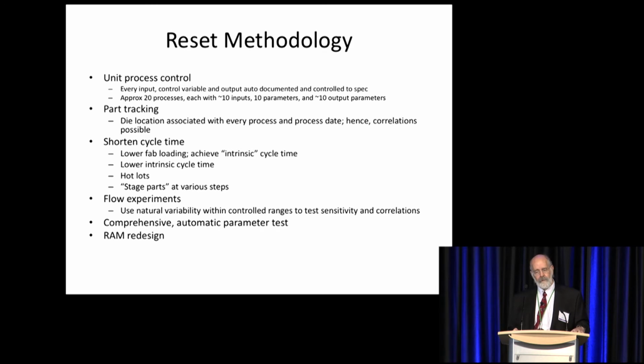This is where you do experiments not by starting an experiment, but by looking at random variations in your process and using them to characterize your process without actually doing an explicit experiment. We also implemented a comprehensive parameter test that told us everything about the basic elements of those circuits, and we're able to map and correlate that seven ways to Sunday.